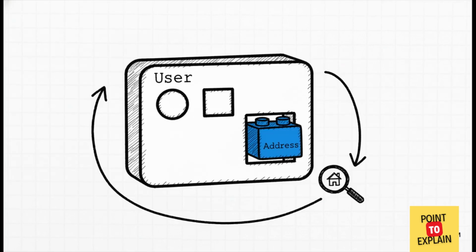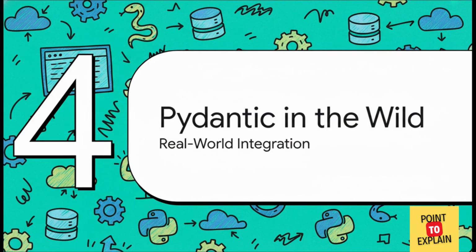How cool is that? And what about complex nested data? You know, the kind we actually deal with in the real world. Pydantic handles it like a champ. You can just define one model, like an address, and then use it as a type inside another model, like a user. Pydantic then validates the whole thing, top to bottom. It just works. So this is all great, but where do you actually use it?